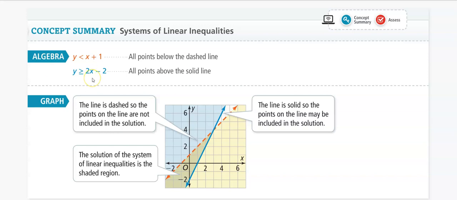So this is our concept summary so that you can understand that we're basically just graphing these 2 lines, and the double shaded area is your solution.